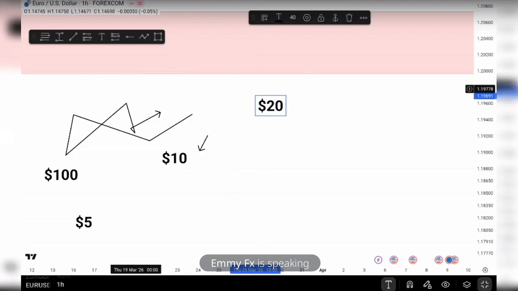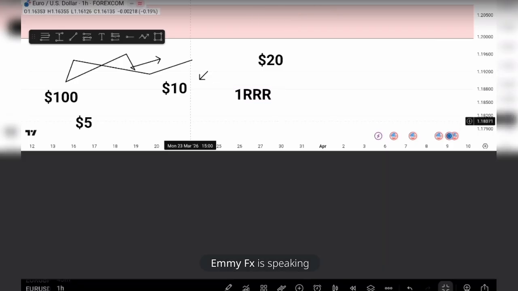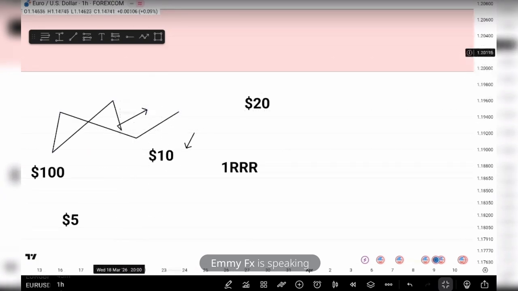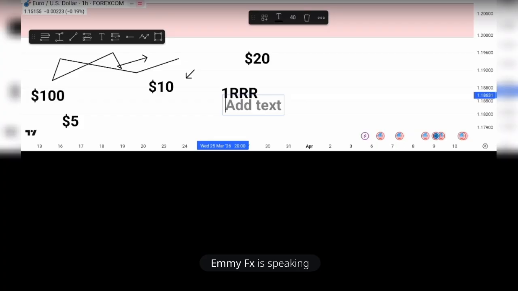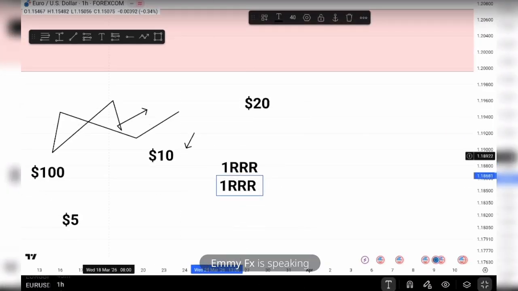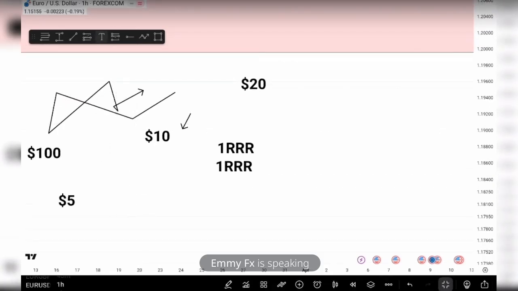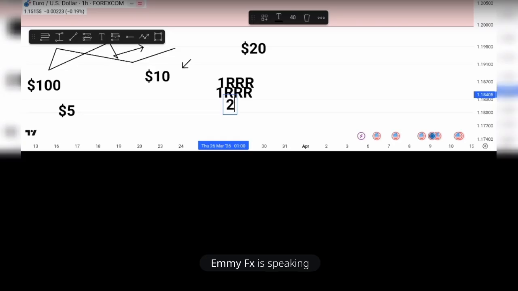Now, for instance, let me say you take your first trade and you lose 1%. Remember, 1% is 1 risk reward ratio. That means you lost $10. Now you take another trade, and you also lose 1%, which is also another $10. Unfortunately, the third trade you take, you make 2%, which is 2 risk reward ratio.